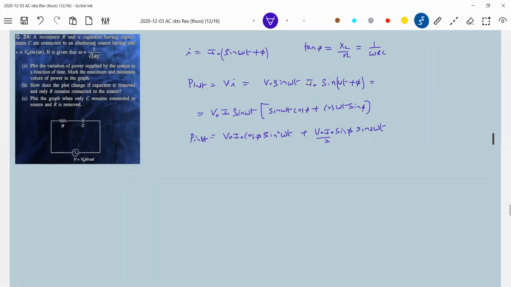With the help of this, it is asking to plot the variation of power supplied by the source as a function of time. Mark the maximum and minimum values of power in the graph. I think you should be very good in this. Will it be sinusoidal? Yes, sir. Okay, let me do it further. Sine square omega t will be 1 minus cos 2 omega t by 2.